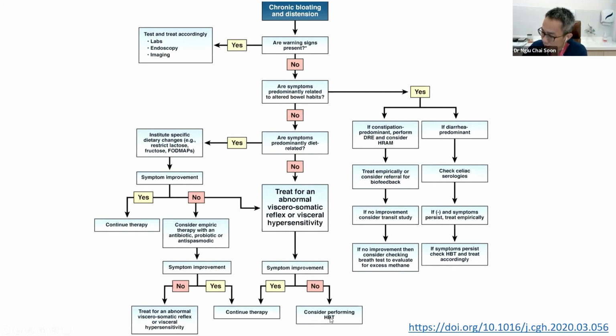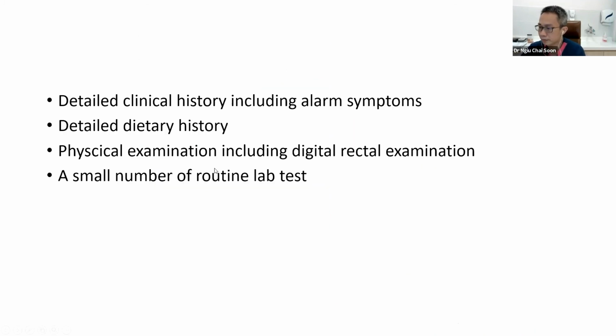The other thing here, this is HBT, which is the hydrogen breath test. This is not available in Malaysia. The hydrogen breath test is basically used for the diagnosis of small intestinal bacterial overgrowth. But normally I don't investigate. I just try rifaximin.